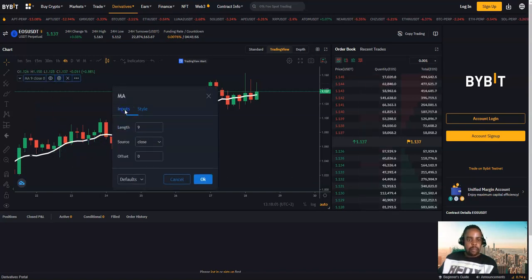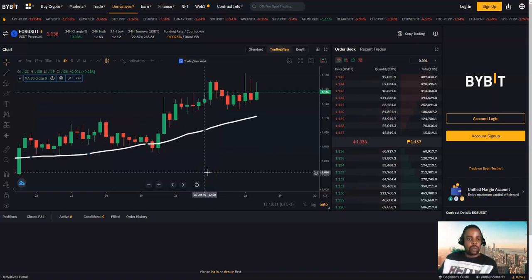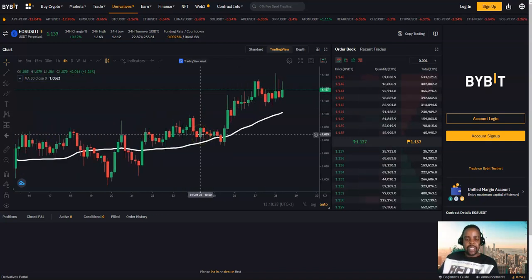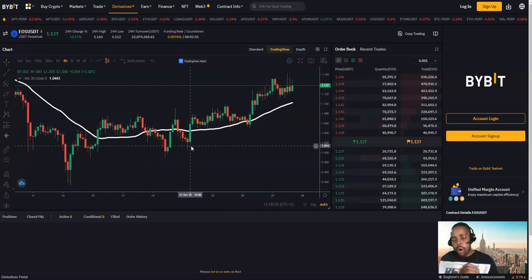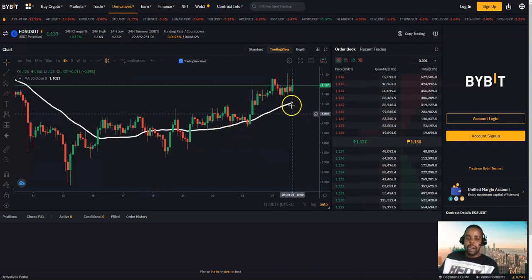I can change the input. Go to input, and I can change it to 30. Let's see how the moving average looks on the candlesticks if I change it from 9 to 30. Just wait for it. That's it. You see, it changes. It becomes something else. It's not the same. So the greater the period, the further the moving average is away from the candlesticks. It has that distance.